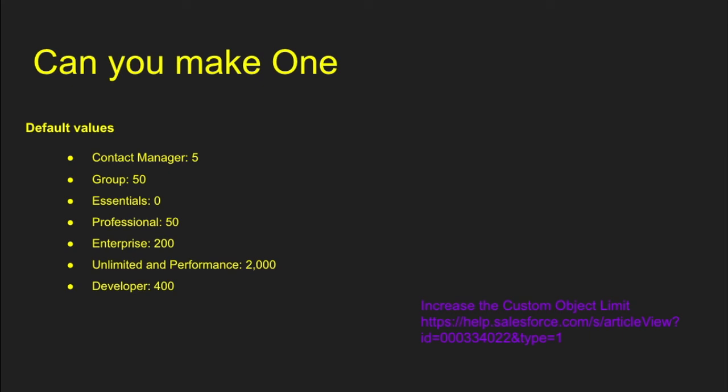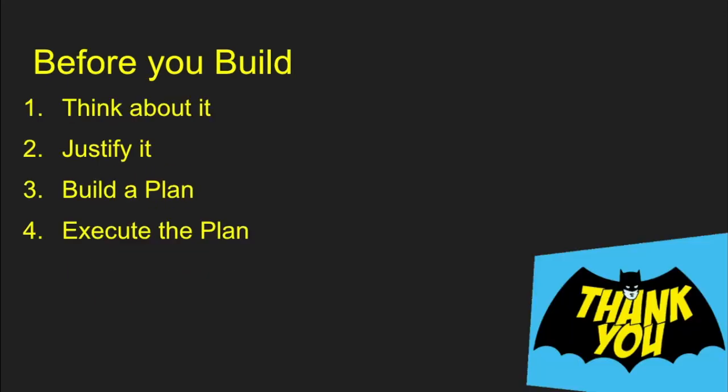You also don't want to create a custom object just because you can, because later on you may have to delete that custom object so you can create one that actually is value added. So before you build, think about what you need to build, justify it by saying, yep, this is truly a new need, build your plan around it, and then execute the plan. Those are the 4 steps that you need to do to be prepared to make your custom object.